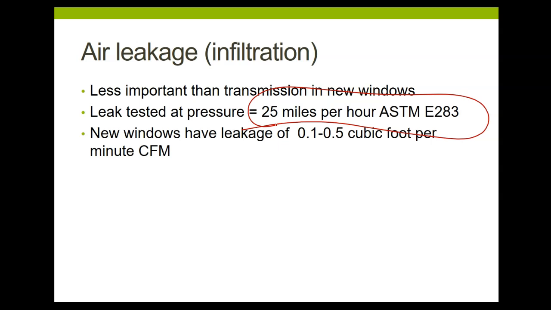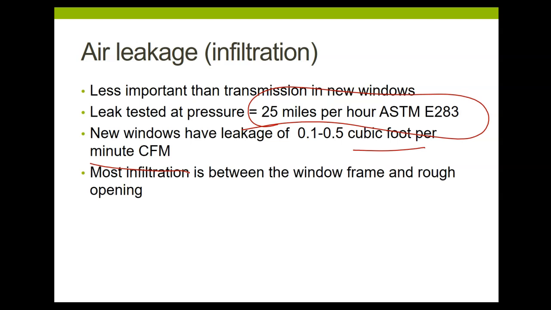New windows leak between 0.1 and 0.5 cubic feet per minute, which is not that much, so it's acceptable, given that we learned about air leakage before, and we said we need 15 CFM per person, so it's still not that bad. Most of the infiltration can take place between the window frame and the roof opening.